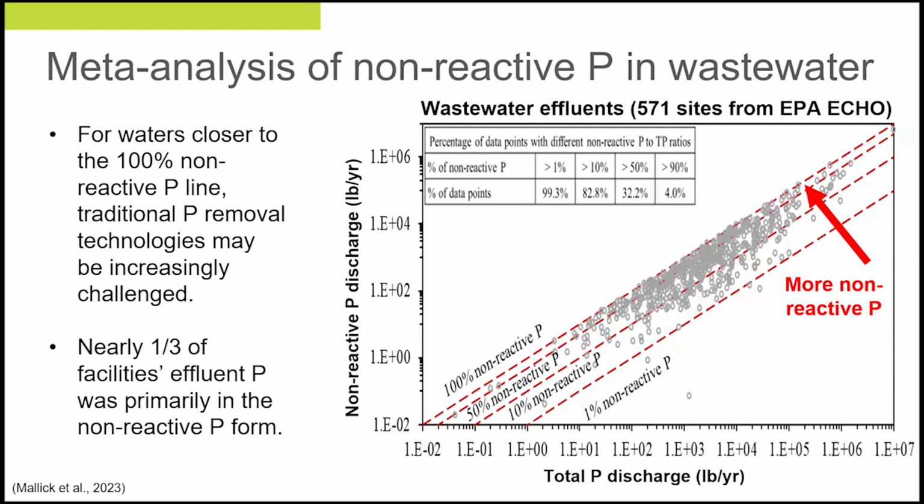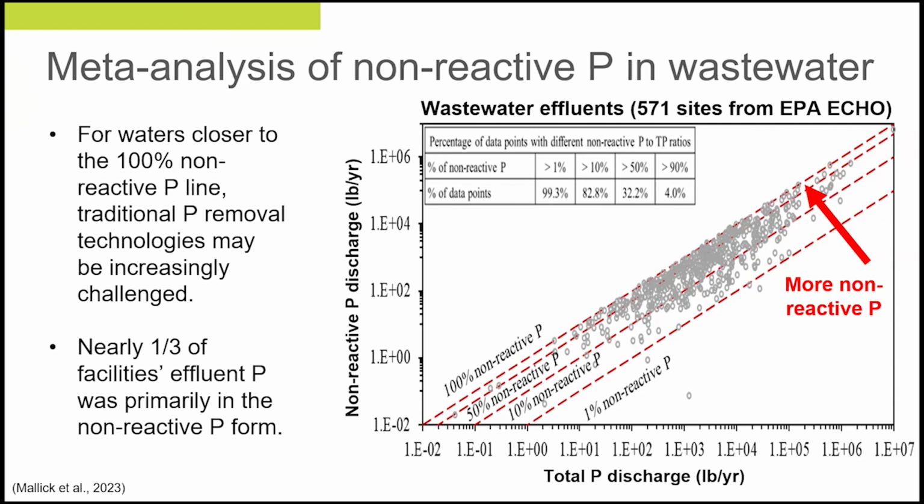If we plot them out this way, the points that are closer to that top diagonal red line have more non-reactive phosphorus in them. The reason that might be important is that if you have more non-reactive phosphorus, a lot of traditional phosphorus removal technologies might struggle with that. That can be particularly relevant if you have a facility that has low phosphorus discharge limits. For example, in the Everglades region or the Great Lakes region, if they can't get at that non-reactive phosphorus, it could be a challenge for meeting those really low permits.